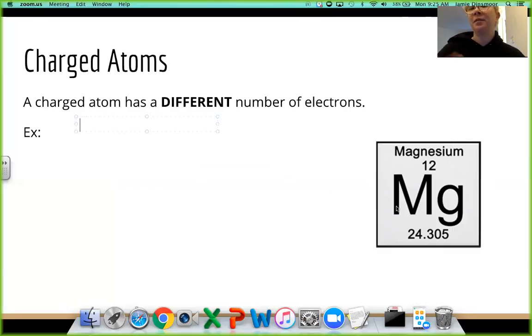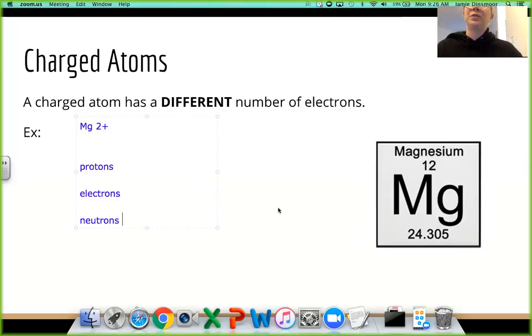Magnesium, right, is a metal. It's found inside your body. It's usually found as a charged molecule. We usually see it written something like this, magnesium 2+, meaning that it has a +2 charge attached to it. Now, the only thing that ever changes is the electrons. The neutrons can also change if you're getting into isotopes, but we're not going to talk about that right now.